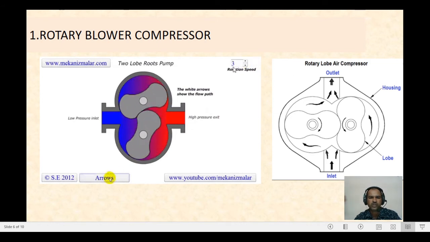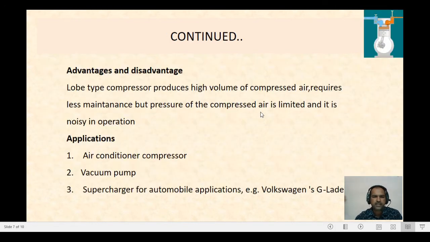So this is a very simple rotary compressor, and here the pressure of the compressed air is very limited, and you can see the advantages and disadvantages. The lobe type compressor produces a high volume of compressed air and requires less maintenance, but the pressure of the compressed air is limited and it is noisy in operation. So these are the main disadvantages of the lobe type air compressor. And where do we use this? We use it in air conditioning, vacuum pumps, and superchargers for automobile applications.